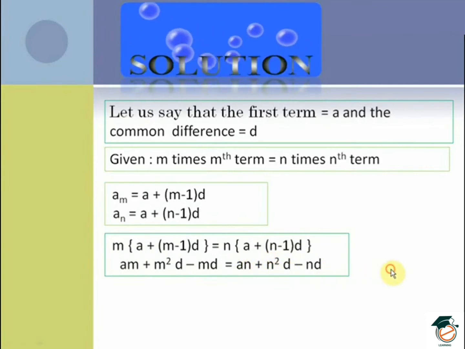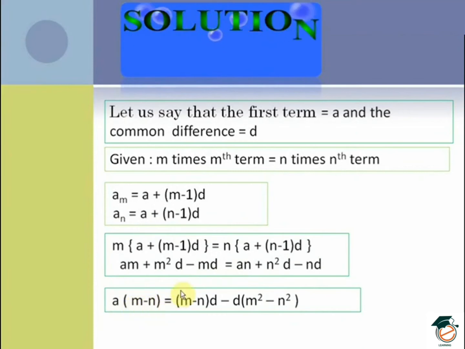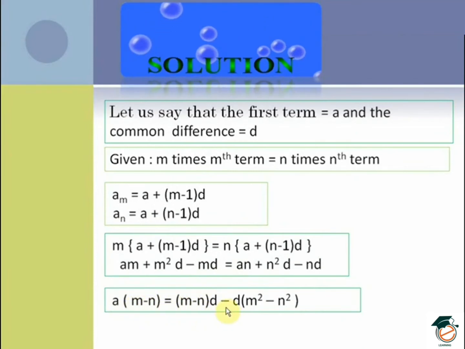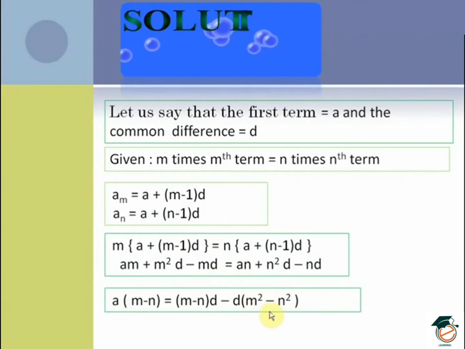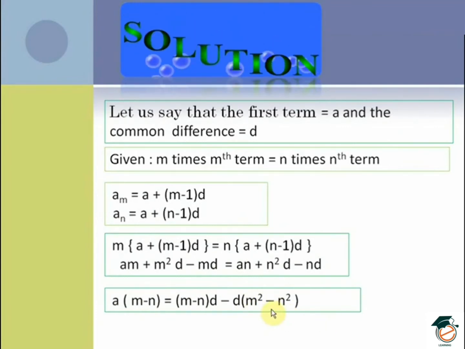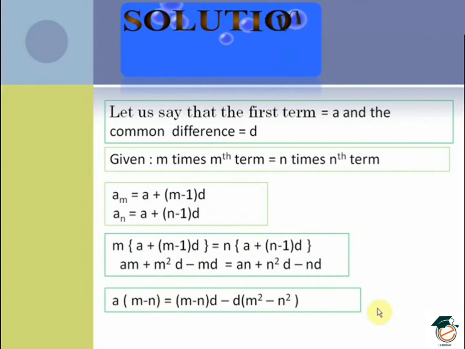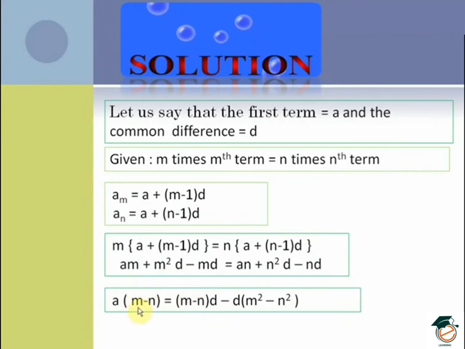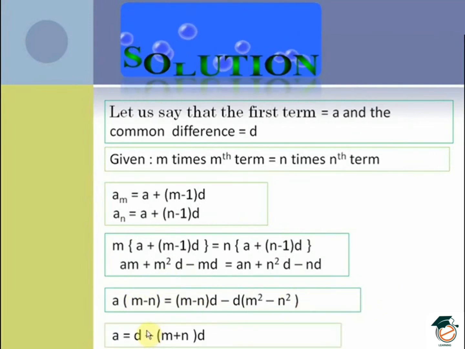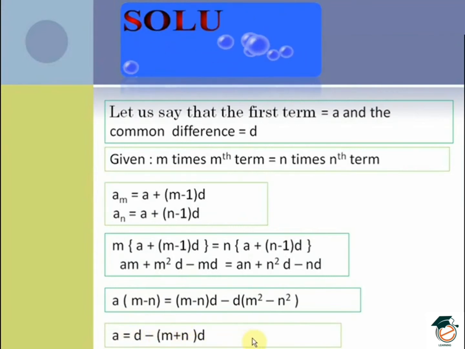This becomes am plus m square d minus md equal to an plus n square d minus nd. Now this further becomes a times (m minus n) equal to (m minus n) into d minus d into (m square minus n square). Now we can also write m square minus n square as (m minus n) into (m plus n), and so as m is not equal to n, we can cancel this factor (m minus n) from both sides of the equation. What we get is a equal to d minus (m plus n) into d.